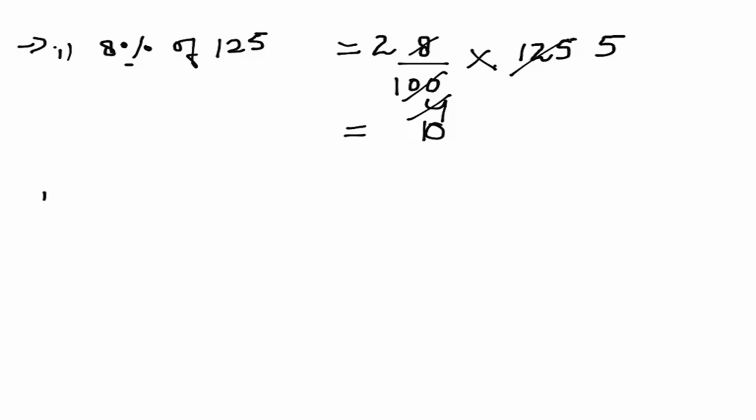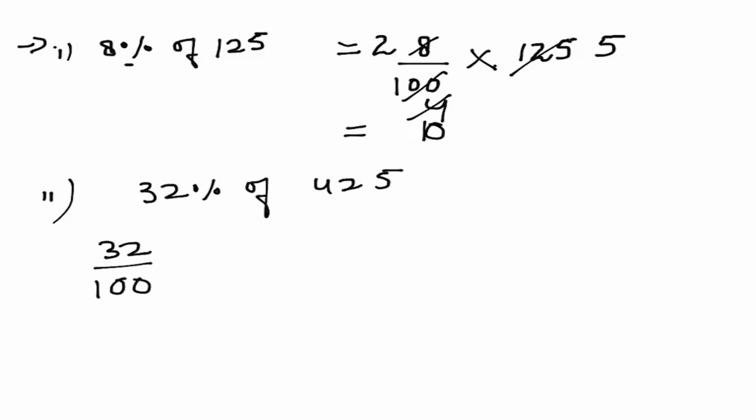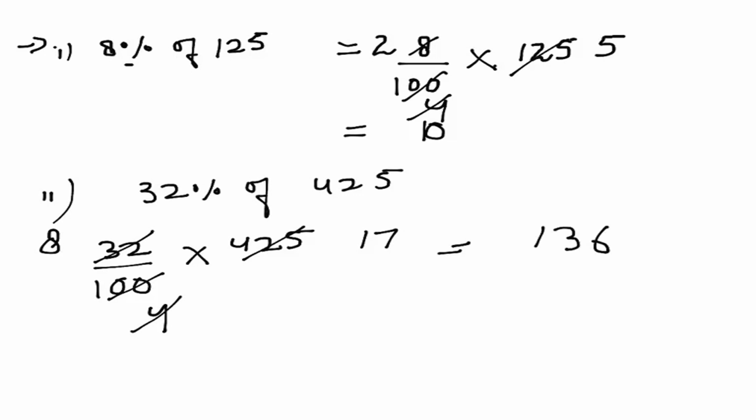Next question we have is to find 32% of 425. First of all, we write 32% in fraction form. It will give us 32 divided by 100 multiplied by 425. Now we can convert into the simplest form. If we divide by 25, it will give us 17 and it will give us 4. And 4 times 8 is 32, and 17 times 8 will give us 136. It means 32% of 425 is 136.